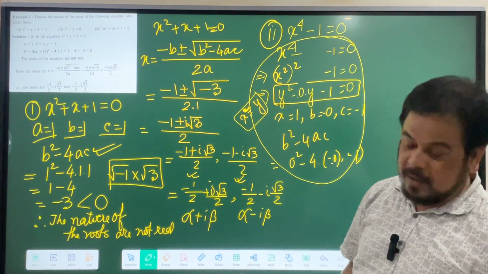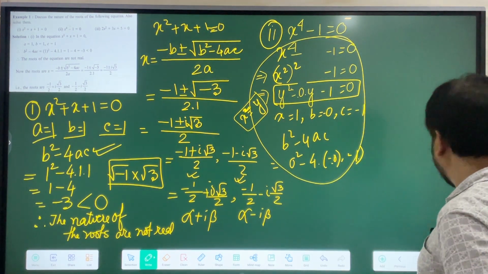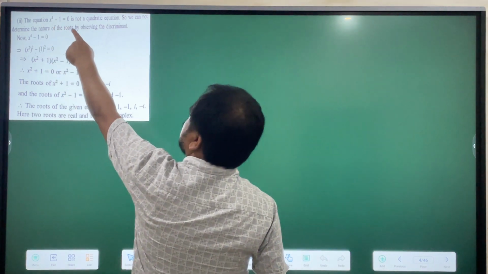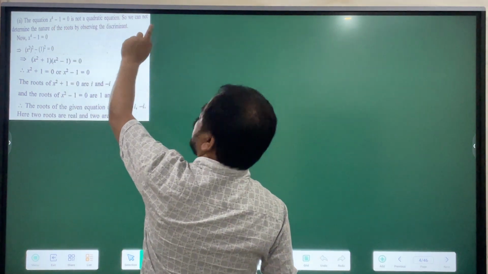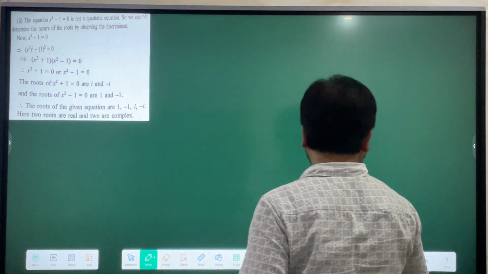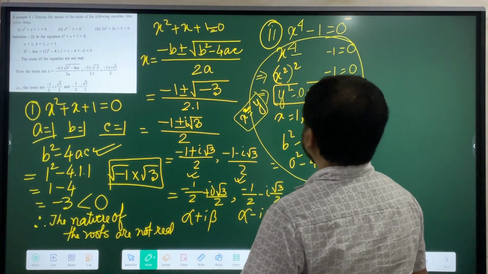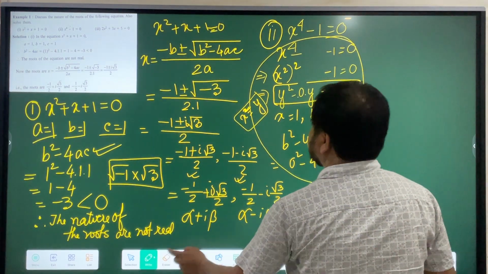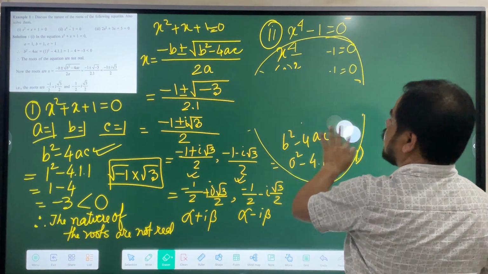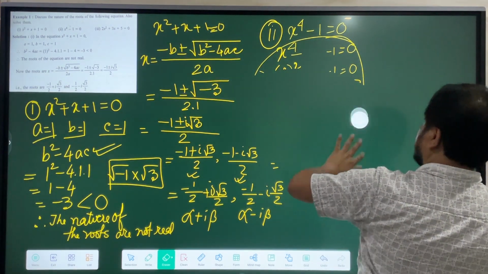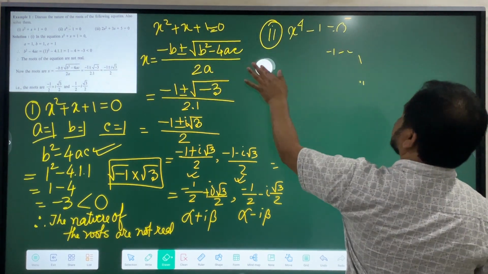Yes, in number 2 it is written: the equation x to the power 4 minus 1 equals 0 is not a quadratic equation. So we cannot determine the nature of the roots by observing the discriminant. Sorry, I have forgotten to tell you one word. Okay, this one is not required. Please don't go for confusion or complication.